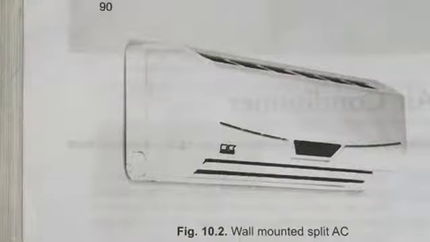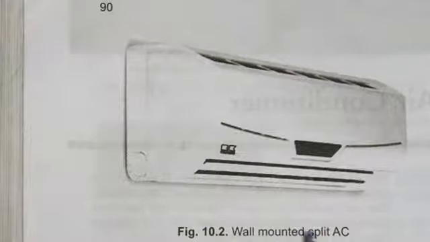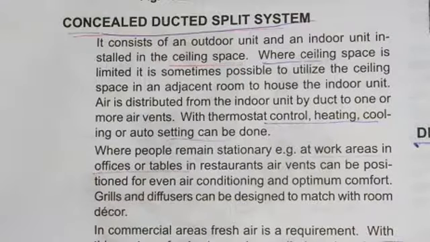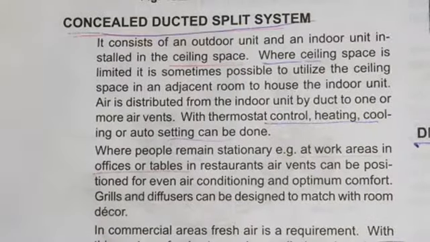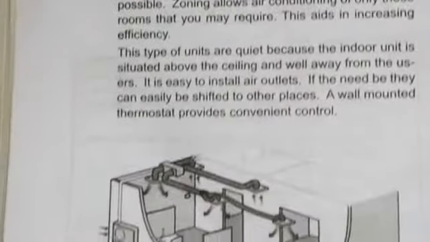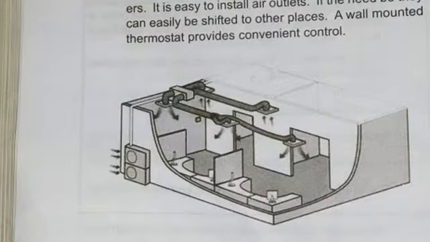You can see this is just a wall mounted split AC which comes with a remote also, and manual operation is also available in this type of AC. Now let's see the concealed duct split system. In this type of system, you can see the figure of a concealed duct split system.